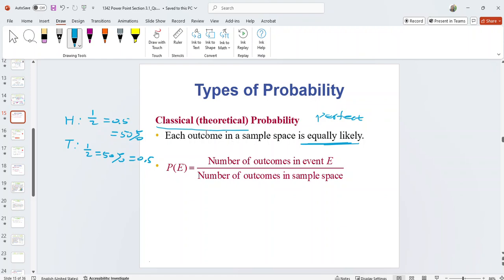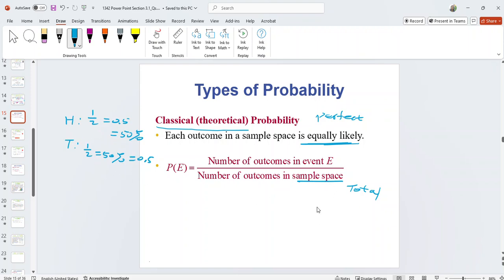This one uses the number of outcomes in the event E divided by the number of outcomes in the sample space. The sample space is the total possible outcomes, right? This total of possible outcomes is called a sample space. So since you toss a coin, you only have one head, and the sample space is 2. That's why you're using 1/2.